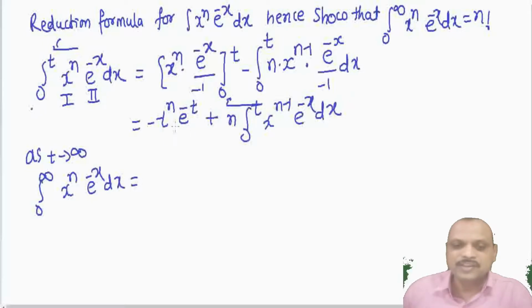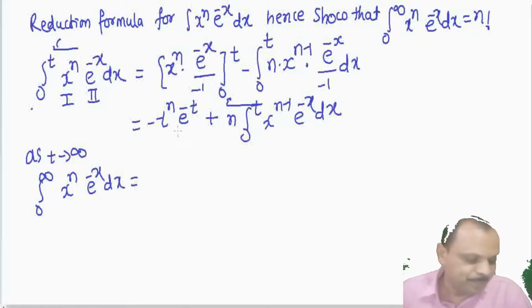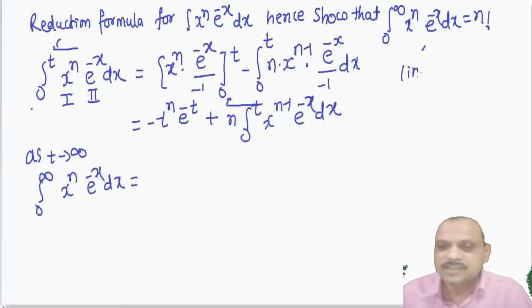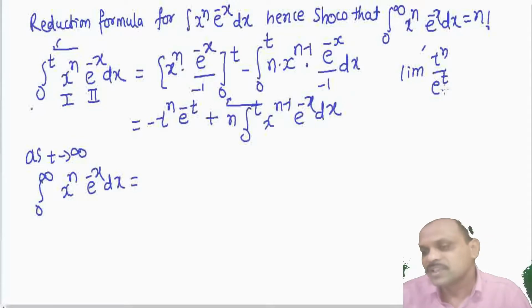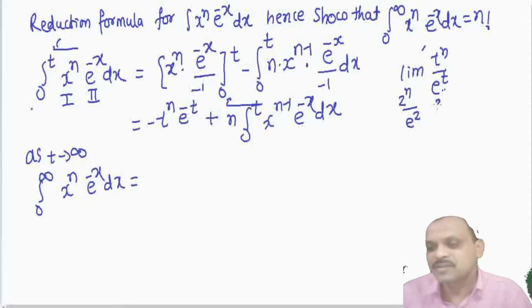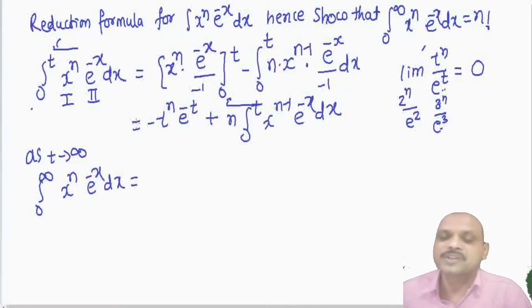equal to, look at this, as t tends to infinity, this term is the limit of t raised to n divided by e raised to t. Now e raised to t is a large term and it goes faster. When we take t equal to 2, this is 2 raised to n divided by e raised to 2, 3 raised to n divided by e raised to 3, and you know that e is a series and it is larger than this, so the limit of this is equal to 0 in the limiting case.